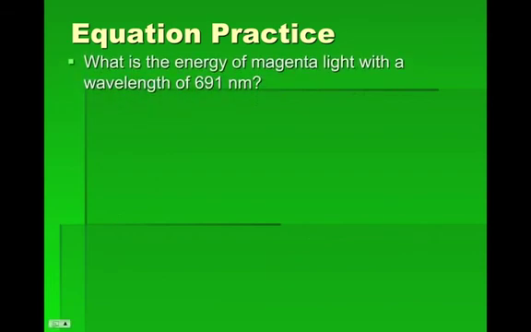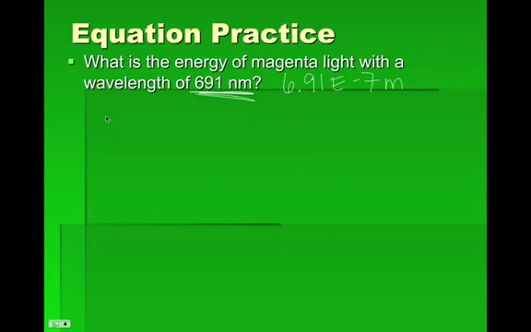One more energy practice. What is the energy of magenta light with a wavelength of 691 nanometers? Again, just like on the first one, can't use nanometers. You got to convert this into meters. Well, from the first one, hopefully you remember that 691 nanometers would be 6.91 times 10 to the -7 meters. If you don't know how I got that, just go back to the question 2 before this one.